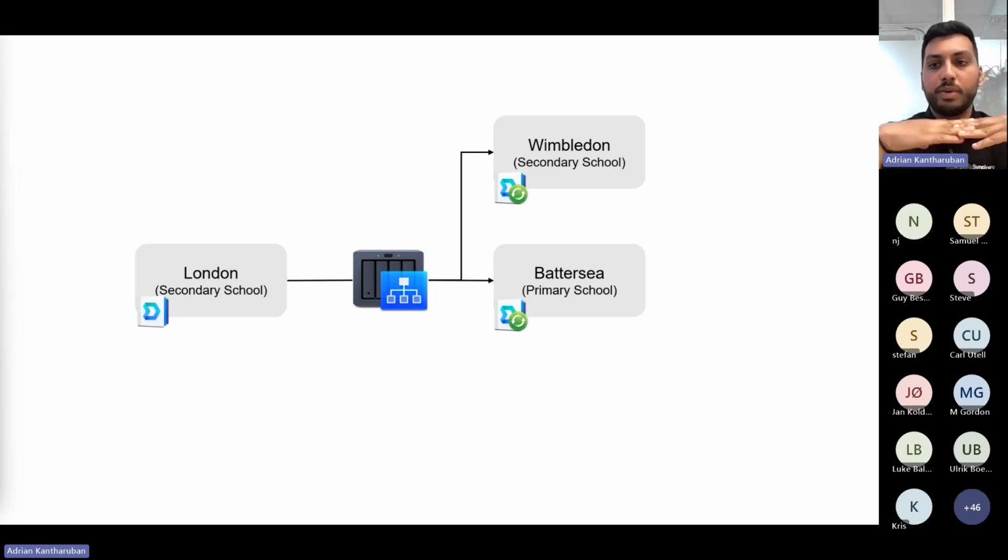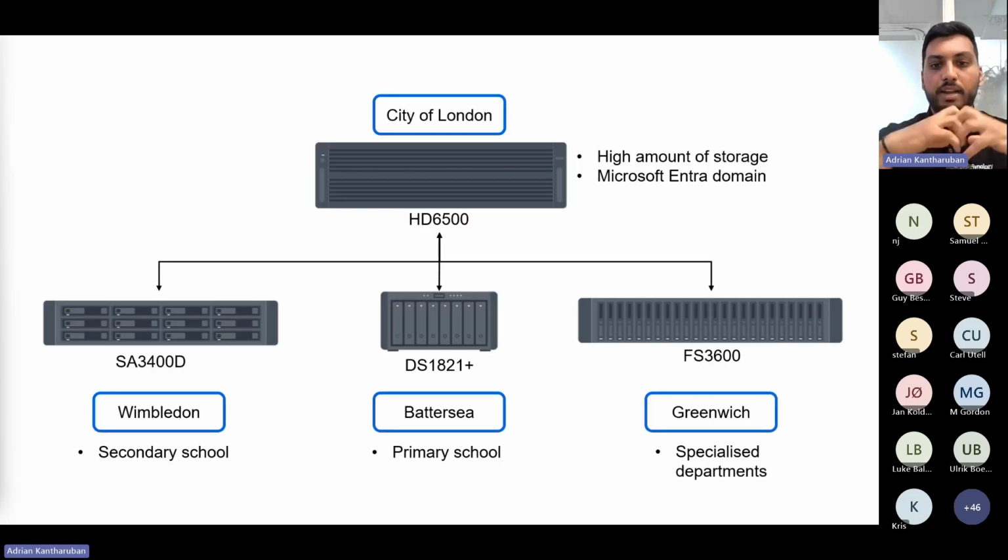But what if we expanded rapidly? And I mean quite rapidly. Let's say we added another site, Greenwich. I remember before at CMS we added a Greenwich server already. Let's say Greenwich is using specialized departments like live editing or mass spectrometry for chemistry courses. If they're using a lot of data and they need to share that with Wimbledon, and Wimbledon doesn't have the space on their NAS for all that data, how can we let those two communicate with each other?